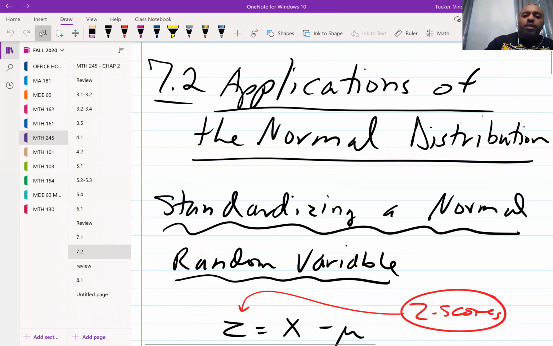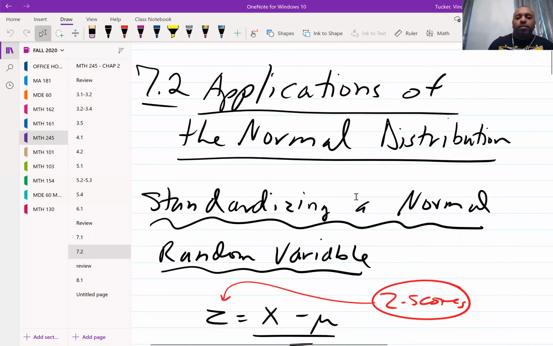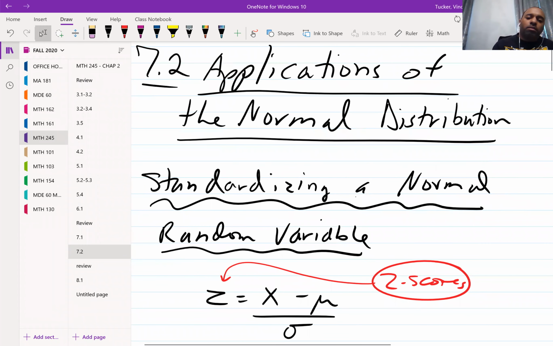So we're looking at applications of the normal distribution. Standardizing a normal random variable. So we're going back to our z-scores. I don't know if you remember, but we talked about z-scores before. We really only talked about calculating them. But now we're going to talk about the application of them.